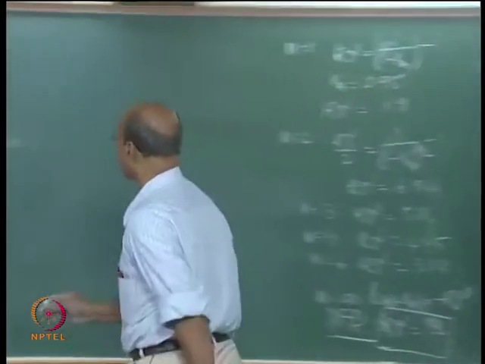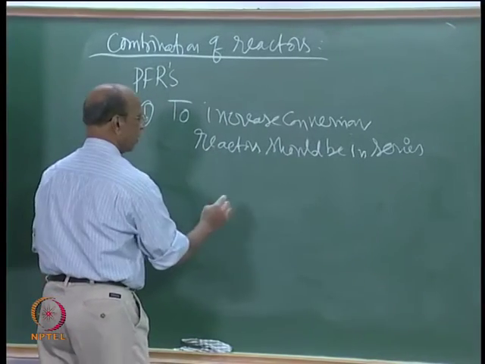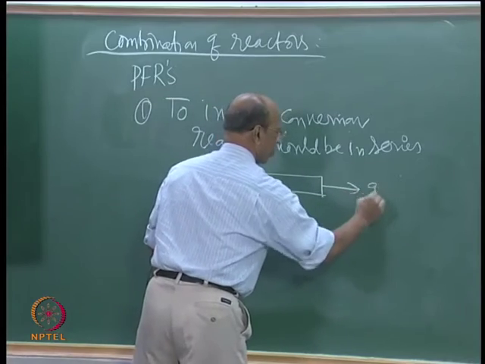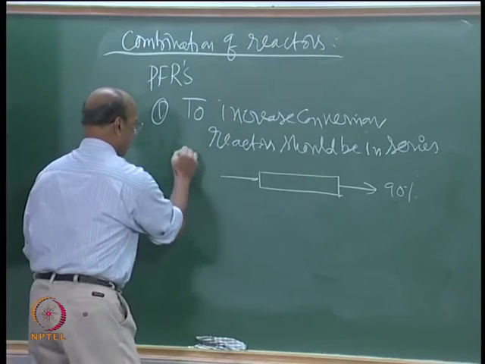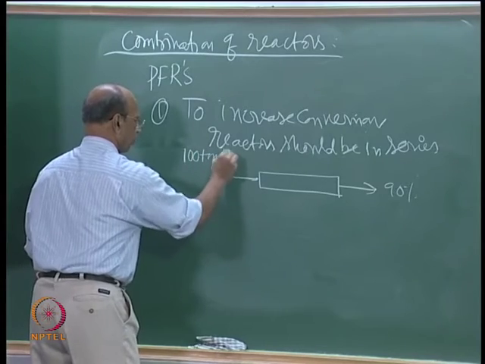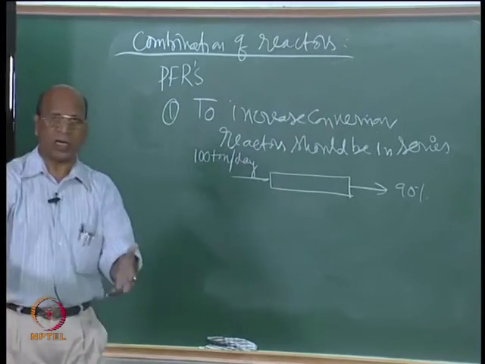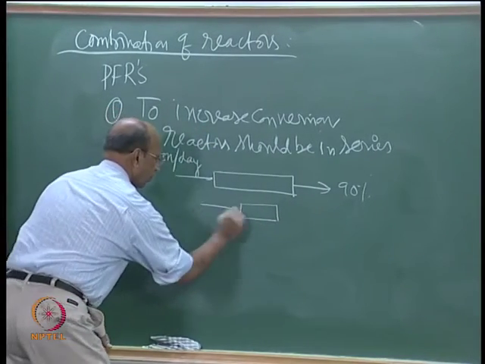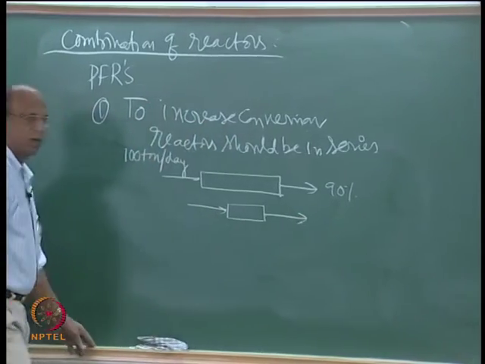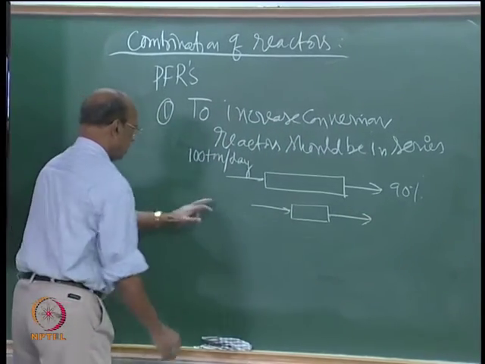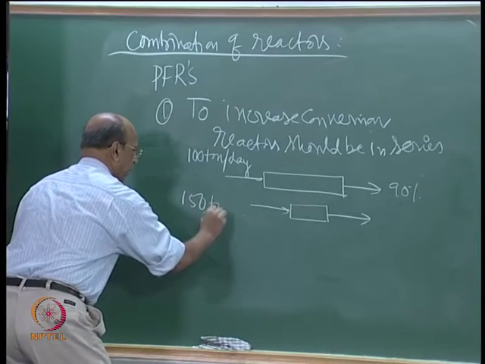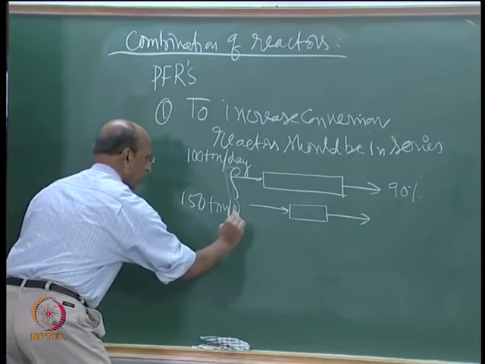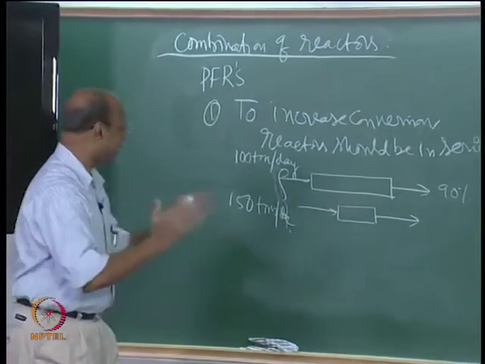So originally, when you are talking about PFRs, you have one reactor which is giving you 90% conversion. This is for 100 tons per day. Now we thought that we can put another parallel reactor for increasing by 50 tons, in parallel. So this will be 150 tons per day, both together, not one, both together. So what is the condition I have to maintain here?